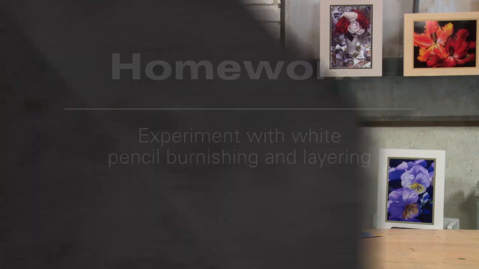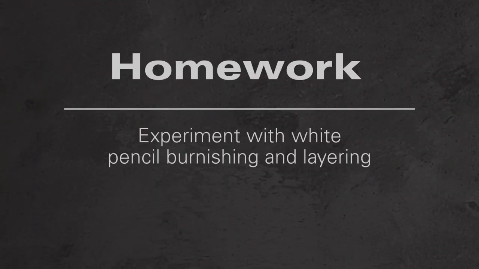To recap, in this lesson we learned about value variations, highlights, shadows, and midtones, creating value, and removing color when we make that inevitable mistake. Your homework is to experiment with white pencil burnishing and layering color on flower petals. In our next lesson, we'll learn to make your flowers pop off the background and add dimension. See you there.